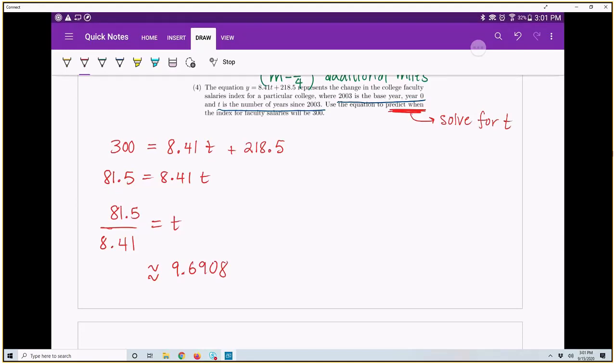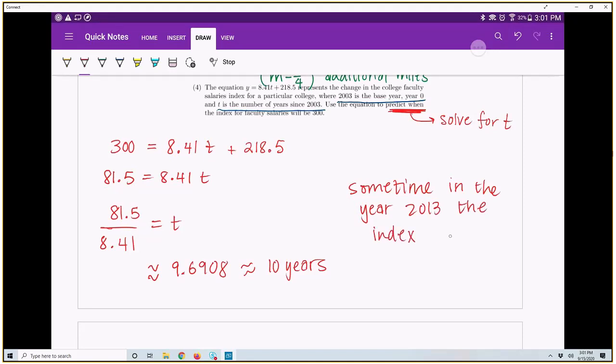So I'll round up to 10 years and say that sometime in the year 2013, the index for faculty salaries will be 300, or was 300 since that's in the past. According to the model, in 2013 we should have hit the mark 300.